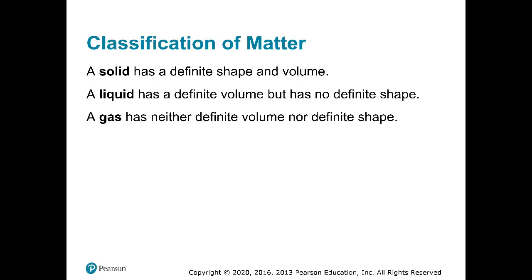So let's talk about the classifications of matter a little bit. So a solid has a definite shape and volume. A liquid has a definite volume, but no definite shape. A gas has neither definite volume nor definite shape. And you already kind of knew this. So like your desk, that's a solid. It has a definite shape, a definite volume. And you know, it doesn't really change that much. You can bend it maybe a little bit here and there. But you know, the shape is pretty much staying what it is most of the time.